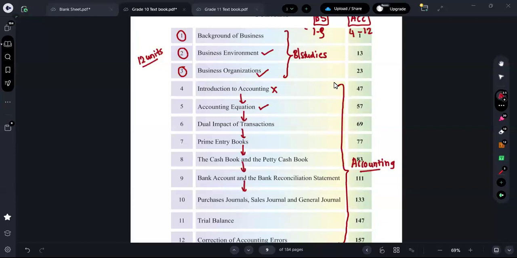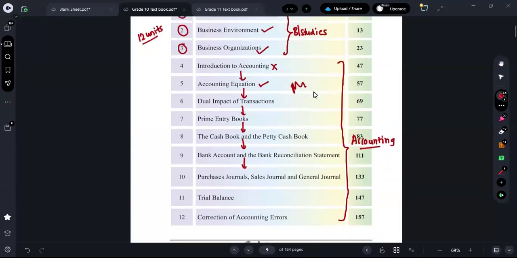So before studying anything, know what you are going to study. Here we will be studying 3 units which are connected to business studies, notes, those things. But from the fourth unit onwards, we'll be testing your maths and those things, calculations and all. Unit 4 onwards, the accounting part.